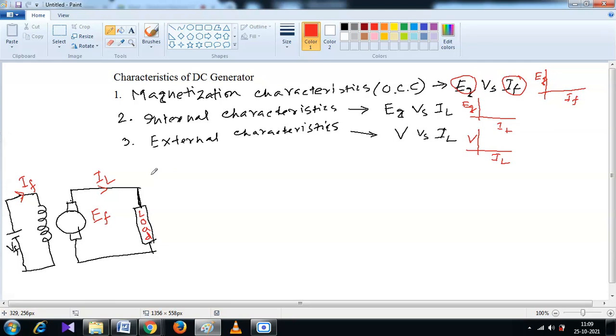Which kind of DC generator is it? What kind of DC generator is it? Tell me. Self-excited or separately excited?